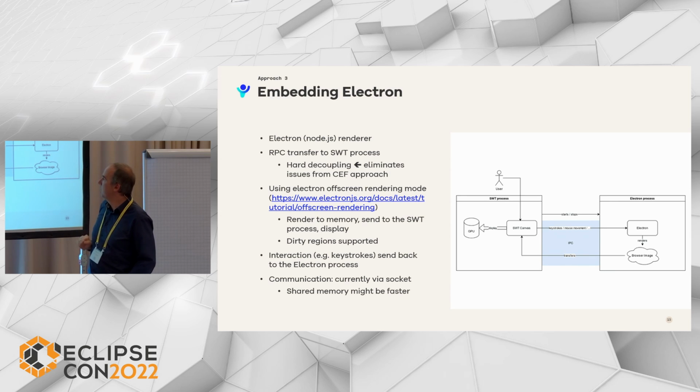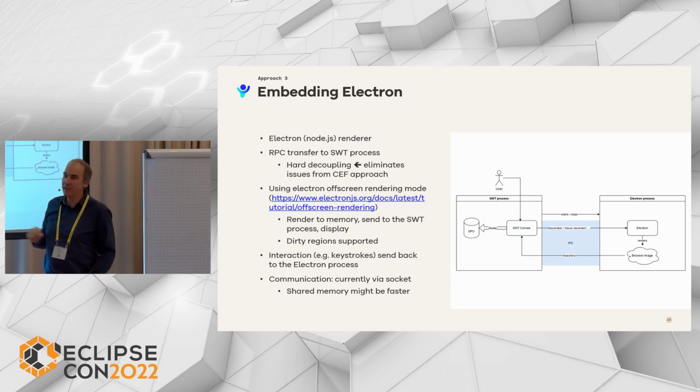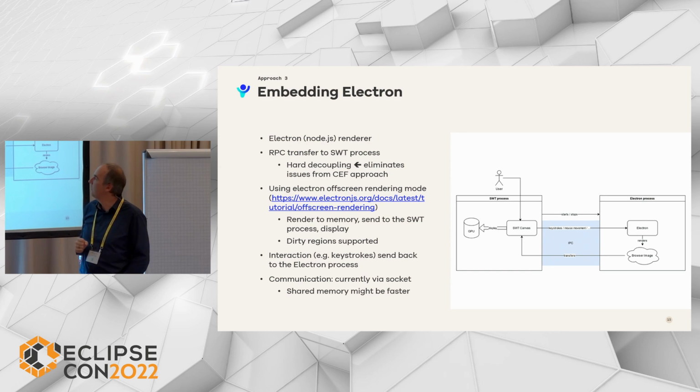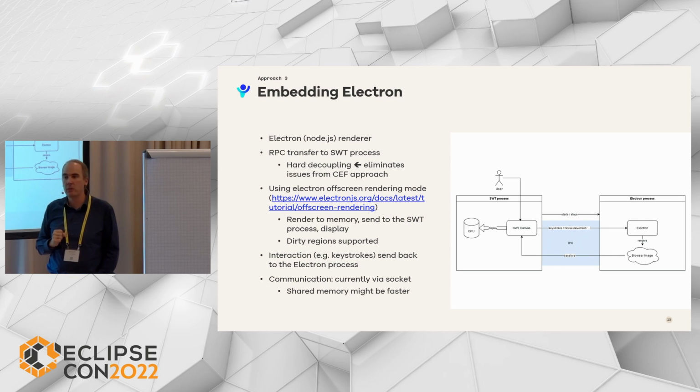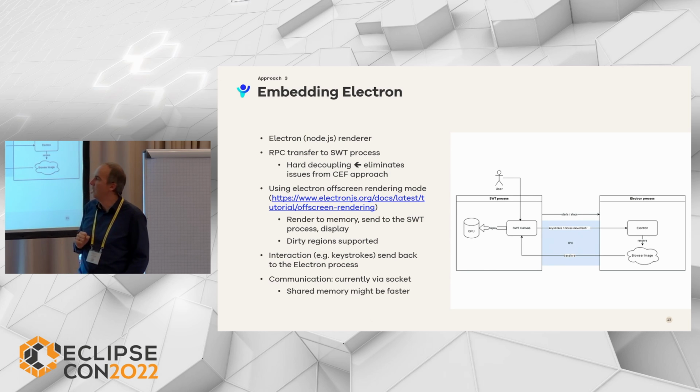There are possibilities to make this faster, because of course we are sending quite a lot via the socket communication. Electron already supports dirty regions, so only the part that has changed is sent back to the SWT canvas. Maybe you can also say socket communication might not be the fastest, so we can change this to shared memory. We left this for later because we were already quite satisfied with the results here.